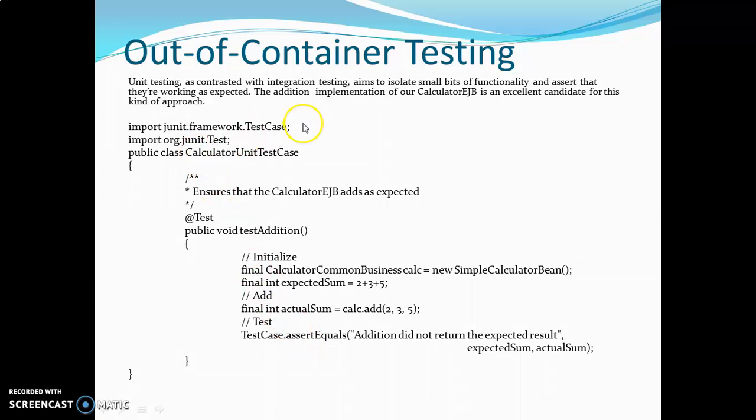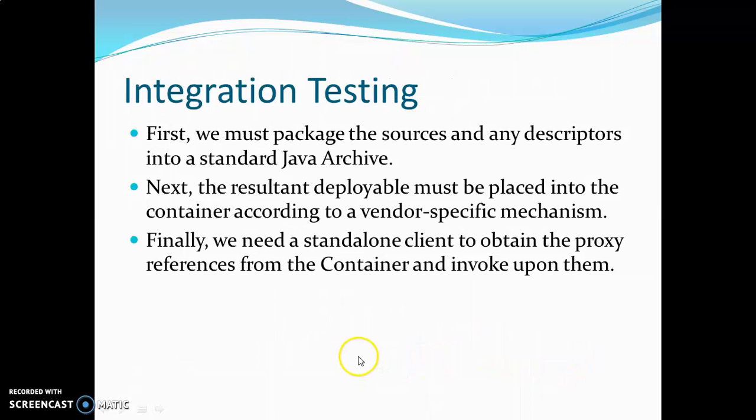The next one, out of container testing, is nothing but when we want to test a complete class, we can test it out of the container as a unit test, as a single unit, and hence we make use of a function something like this. Here we are using the annotation for testing, and we are using the test case, assert equals, and we are using some operations here.